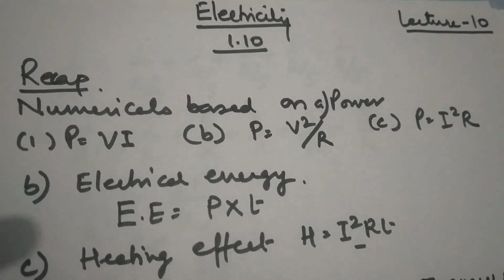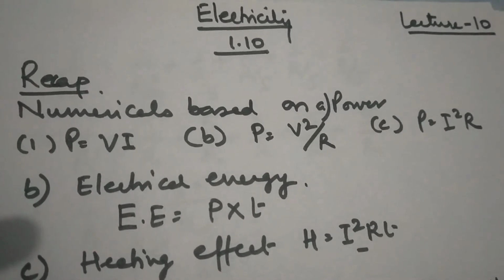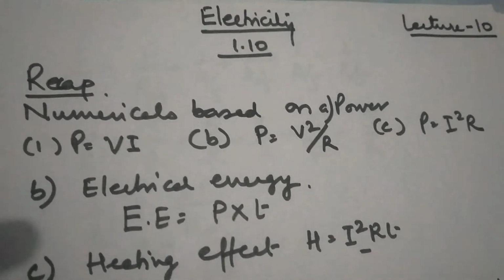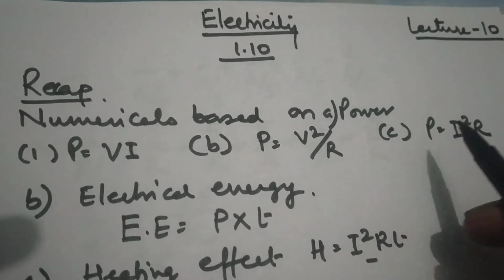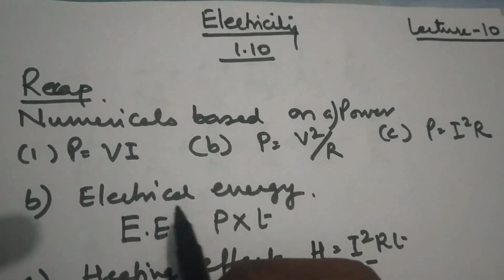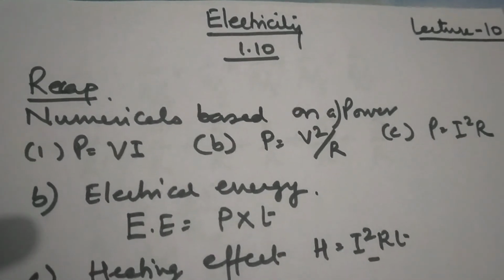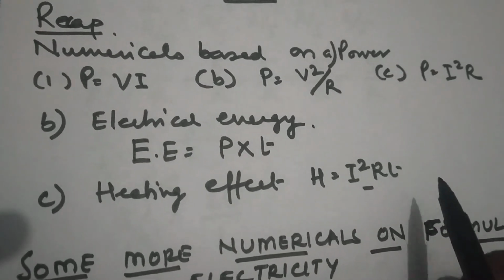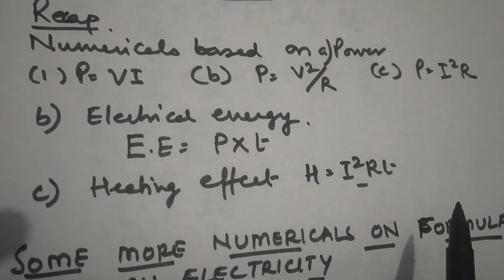Before I start today's content, I will just recap what we did in the last lecture. They were numericals based on power by the formulas P = VI, P = V² / R, and P = I²R. We also did some numericals on electrical energy by the formula electrical energy = P × T, and numericals on the heating effect by the formula H = I²RT. I hope all the numericals are clear to all the students.